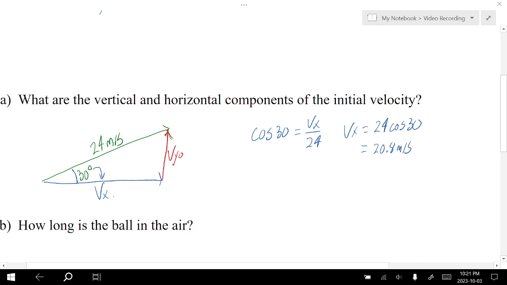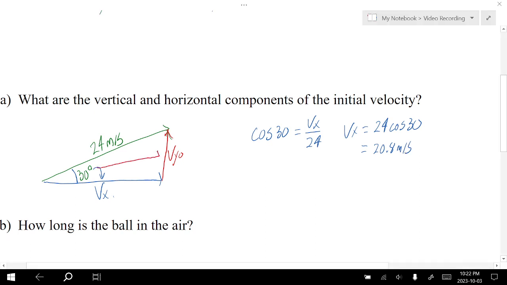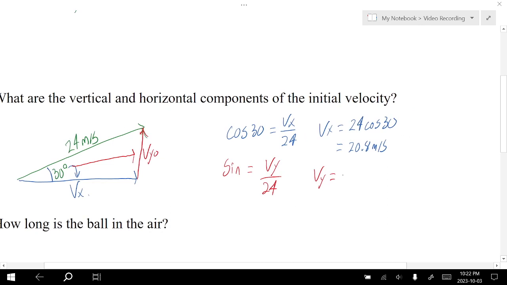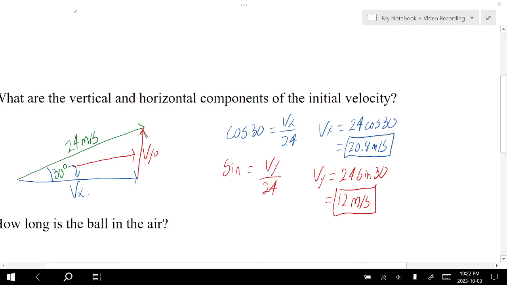20.8 meters per second. We can do the same thing with y, except the y side is opposite to the 30 degrees, and SOH CAH TOA says that sine is opposite over hypotenuse. And therefore, if I multiply both sides by 24, I will get Vy equals 24 sine 30, which is equal to 12. Okay, so we have here our Vy and our Vx.